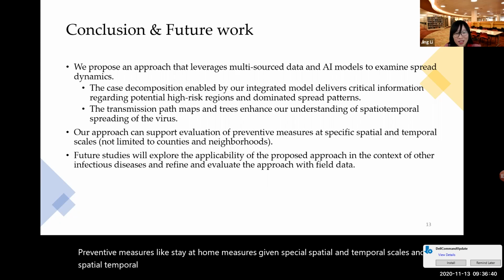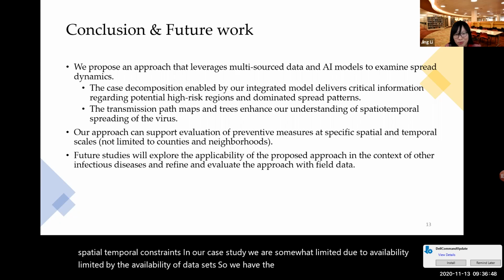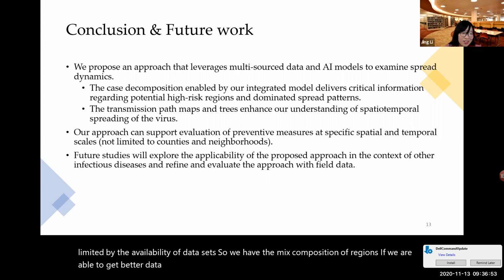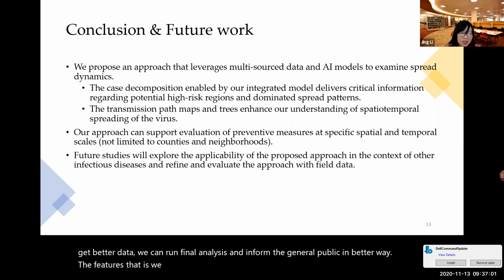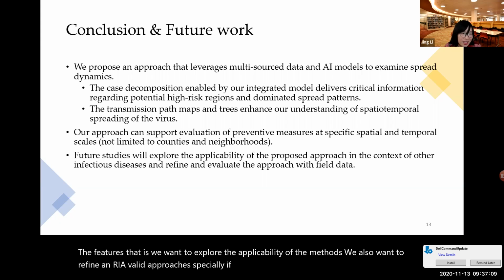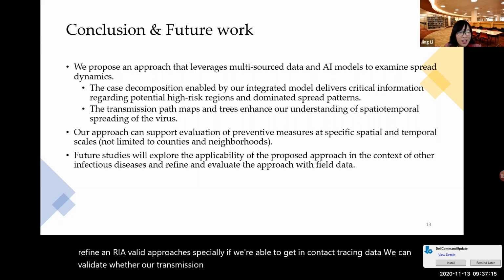In our case study, we were somewhat limited by the availability of data sets, so we have a mixed composition of regions. If we are able to get better data, we can run finer level analysis and inform the general public in a better way. In future studies, we want to explore the applicability of the methods. We also want to refine and re-evaluate our approach, especially if we are able to get contact tracing data, so we can validate whether our transmission chain is correct or not. This is the summary of our work.